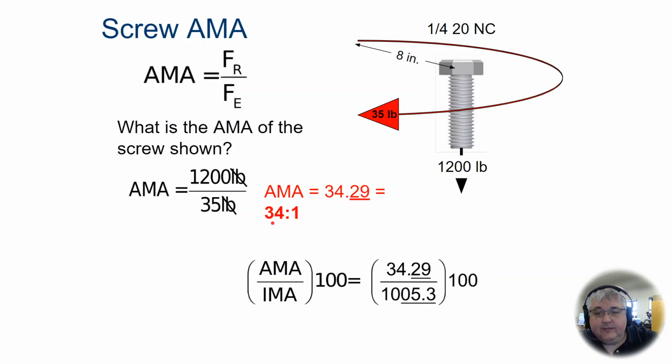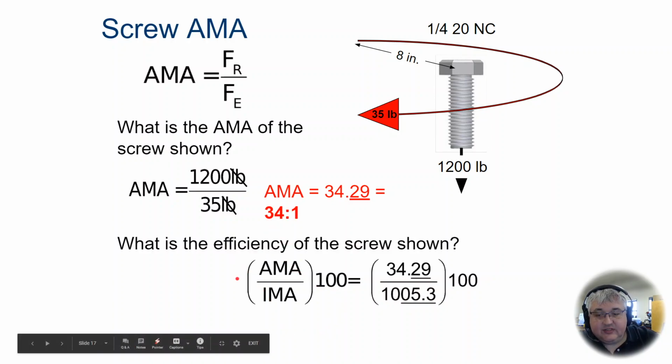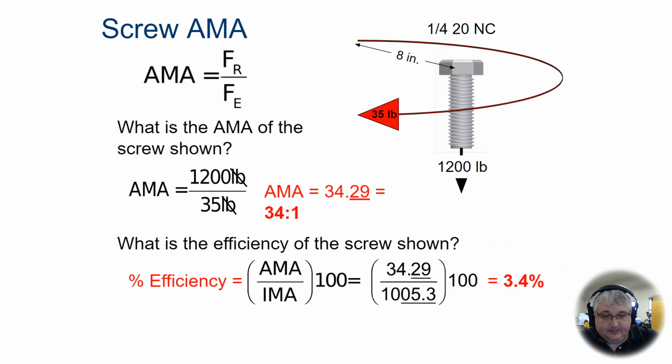That's all lost work. It's all friction loss. Then we can figure out the efficiency: AMA over IMA times 100. Just move the decimal place twice, and you get an efficiency of 3.4%. So you see it's not very efficient, but we get some really good mechanical advantage, and we use it all the time to pull things together. If you've ever turned a screw or tightened a bolt, you feel like you're turning forever and ever. You have to put a lot of work into it, so it's not very efficient. That's why we have screw guns.